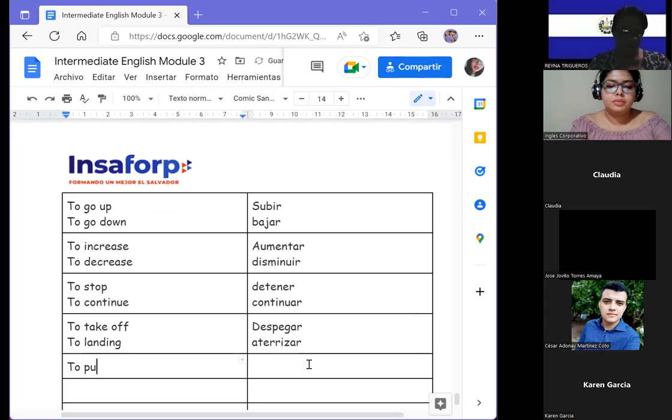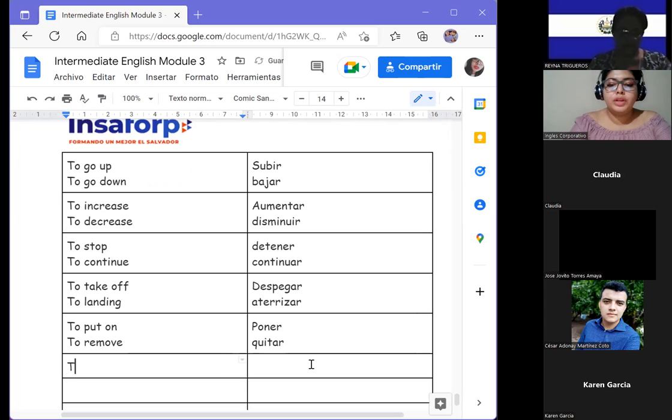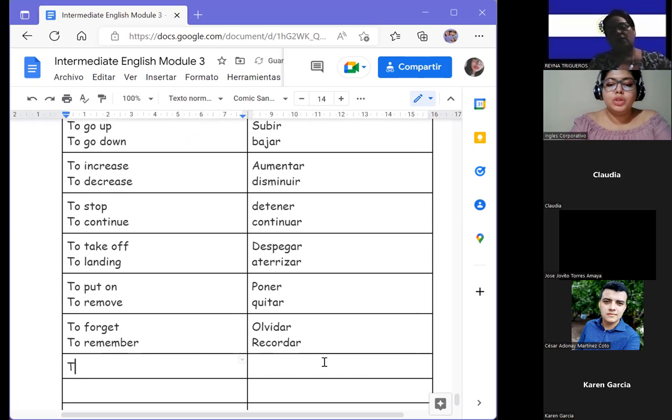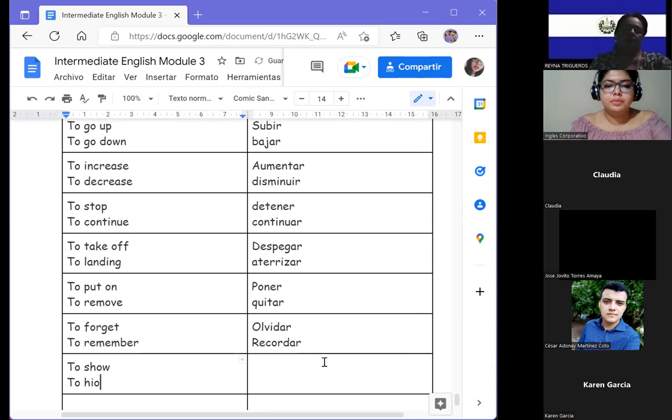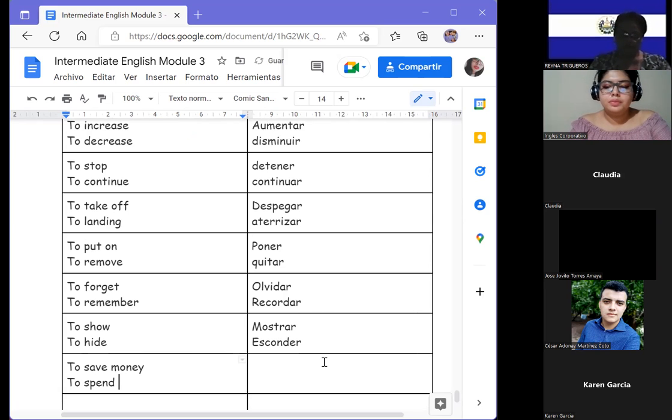To put on, to remove, poner y quitar. To forget, to remember. Olvidar, recordar. To show, to hide. Mostrar, esconder. To save money, to spend. Ahorrar, gastar.